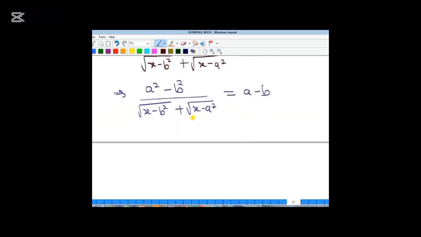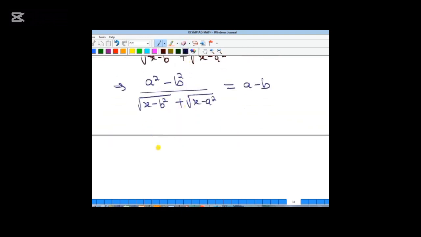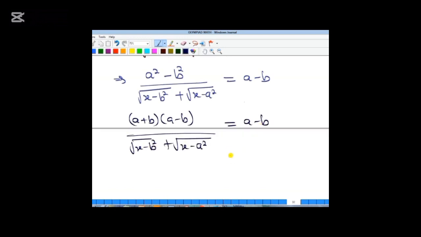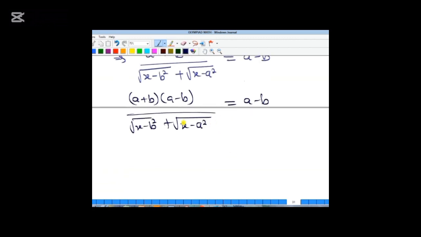Now meanwhile, from the numerator, you can see that that is a difference of two squares. So that's the same thing as a plus b, into the bracket of a minus b, and that is all over the square root of x minus b squared. So what are we now trying to achieve? Remember, our interest is to get x, so we'll try to simplify as much as possible.